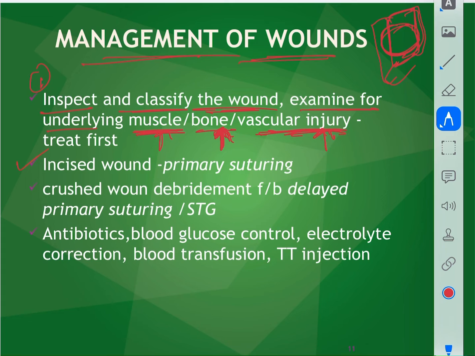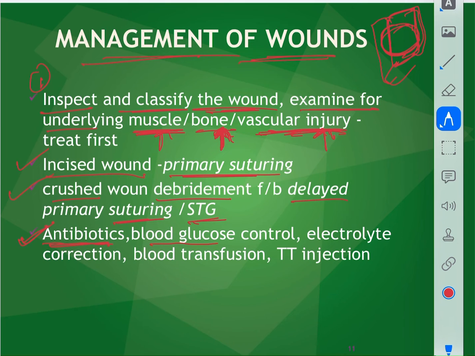Okay, if it's a clean incised wound, then you can take up the patient for primary suturing. But if it is a crushed wound, then it has to be debrided first, followed by delayed suturing or STG as needed. Okay, and if it is a crushed or avulsed wound with a lot of infection, slough, etc., you have to start the patient on antibiotics.